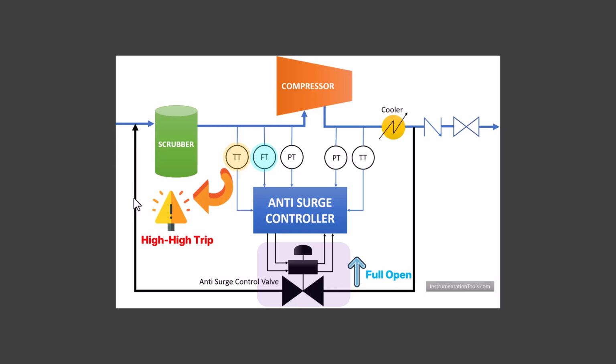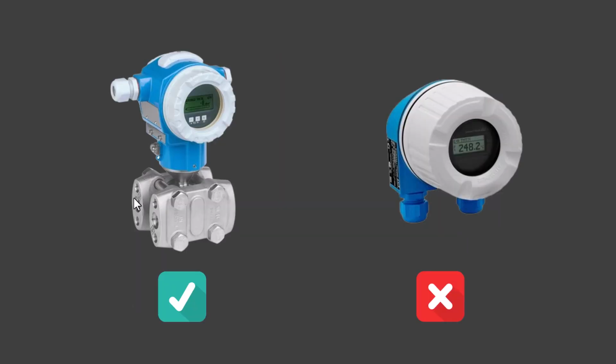A few seconds later, the anti-surge valve suddenly opened fully. As hot recycle gas flowed from the discharge side back to the suction side, the suction temperature increased rapidly and eventually reached the high limit. As a result, the compressor did not trip because of the flow meter itself. Instead, it tripped because of the high suction temperature.